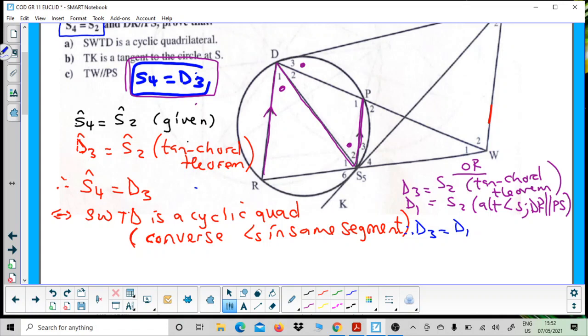Okay. Now, remember what we want to prove. We want to prove that S4 is equal to D3. So can I make S4 equal to D1 right now? I believe I can. How am I going to do so? I'm going to first of all mention that S4 is equal to S6, isn't it? Now, I want to avoid using the given information. Can you see this vertically? I'm just trying to do it a different way. Do you see these ones? They are vertically opposite each other, right? So I'm going to say S4 is equal to S6. These are vertically opposite angles.